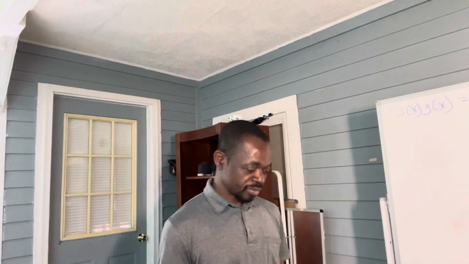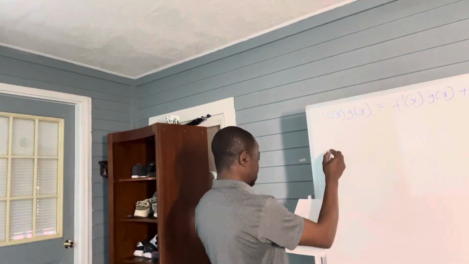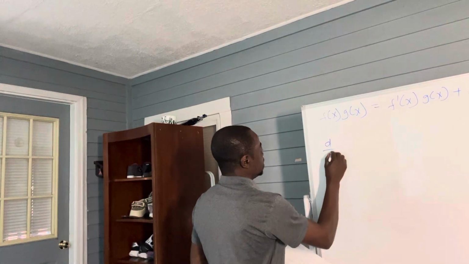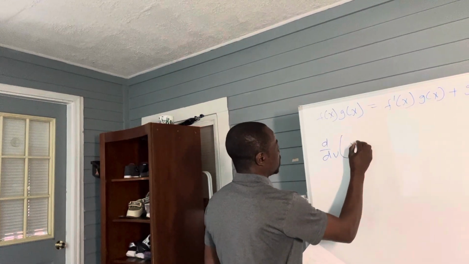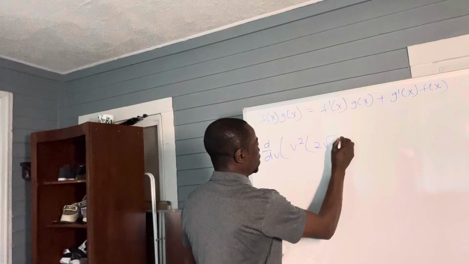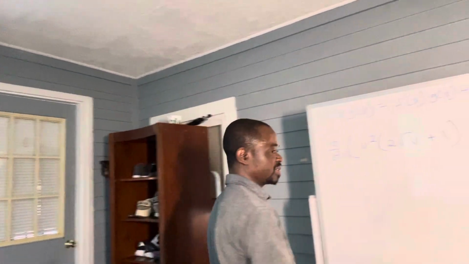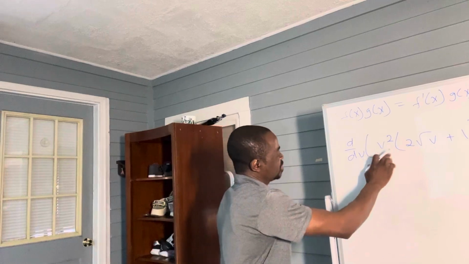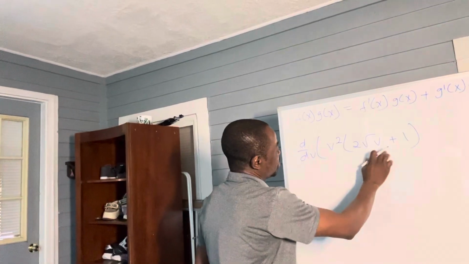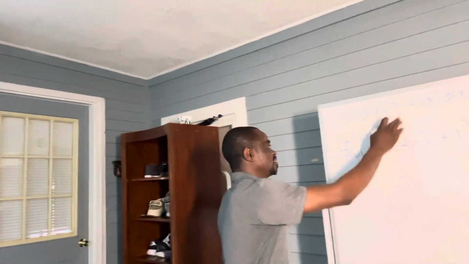All right. So to set the ball rolling, let's look at an example. So let's say I have d/dv of v squared times 2 square root of v plus 1. Alright, these are two functions. This is a product. So you can identify the first one is your f of x and the second one is your g of x. So we are relating this to the formula.